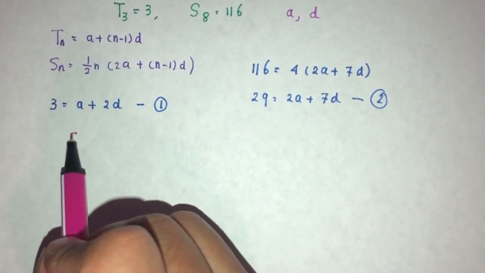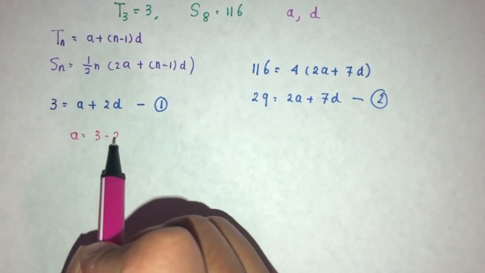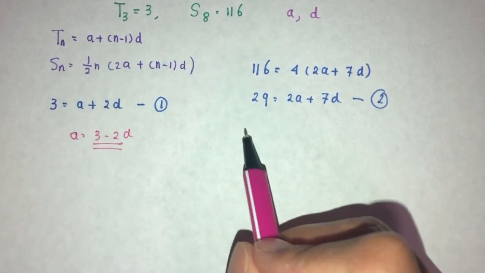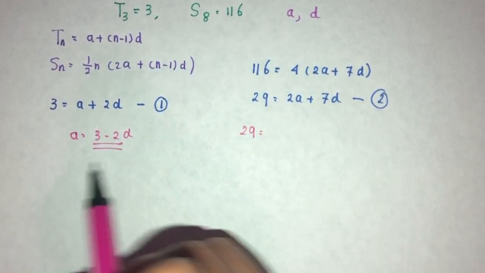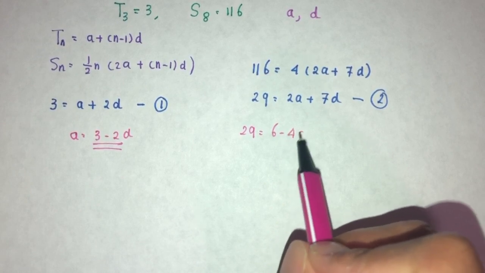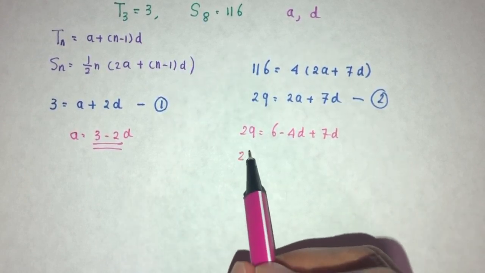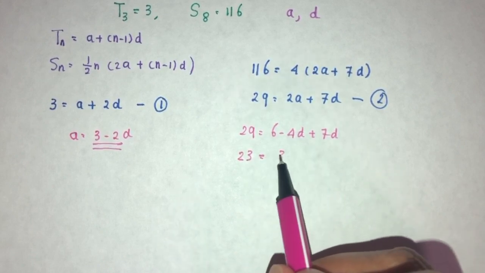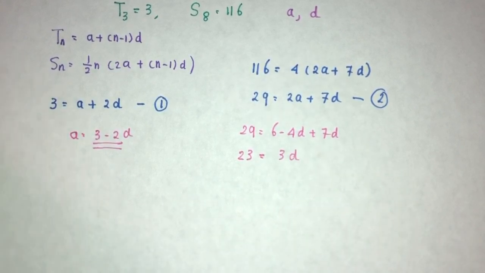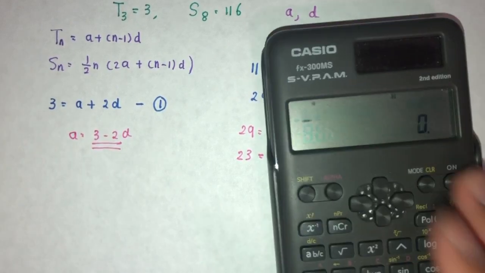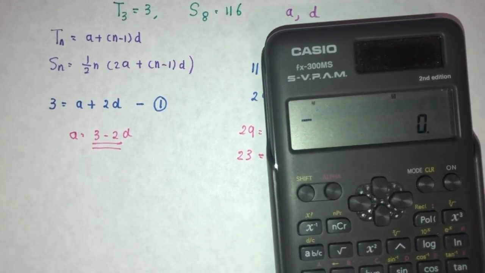So first one, let's make a the subject. That will become 3 minus 2d. Replace back in here, you will have 29. 2 times this will become 6 minus 4d plus 7d. Send this over here, become 23, and that will become the value of 3d. Is that right? 23 seems to be quite off for me.